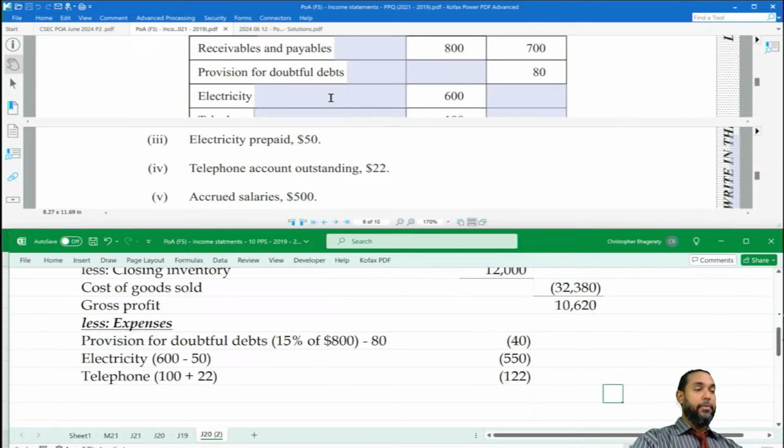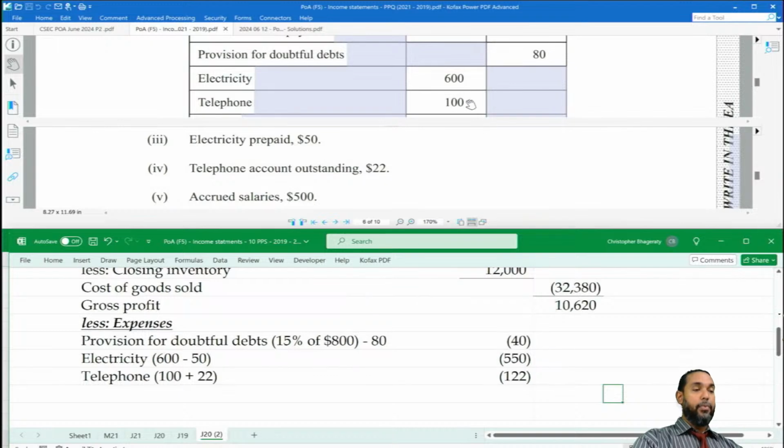Right, the telephone now, I'm seeing 100 here. Now, item 4 says telephone account outstanding. Outstanding means accrued or owing. So what do we do with accrued items? We have to add them on. So you're going to add this 22 to this 100. Sorry, my bad, I said 600. 22 plus 100 is 122.